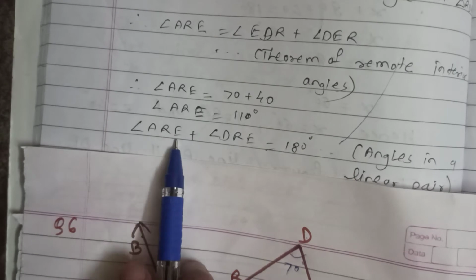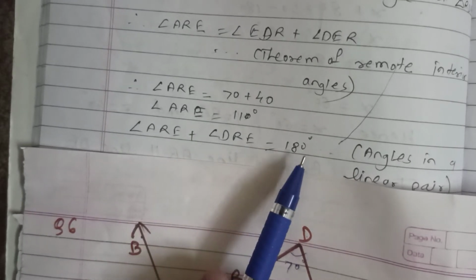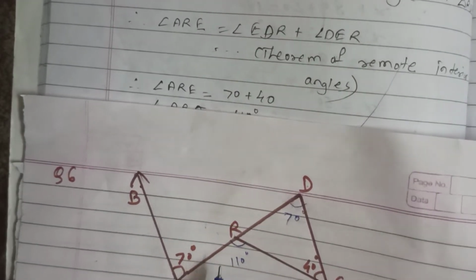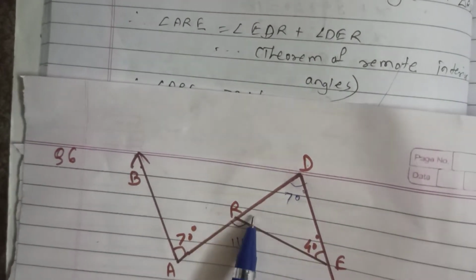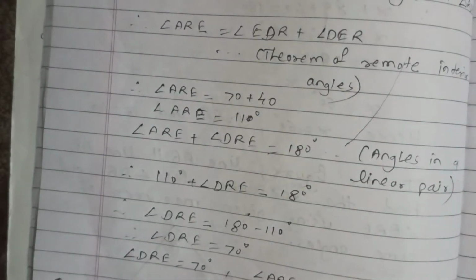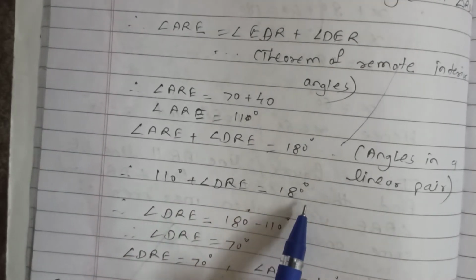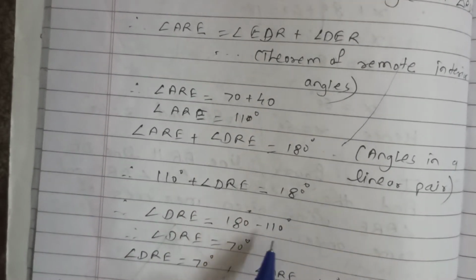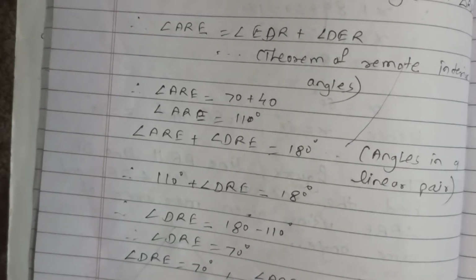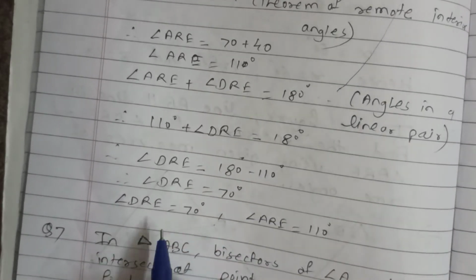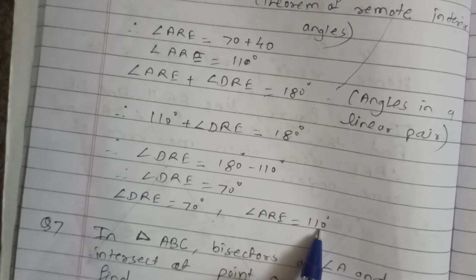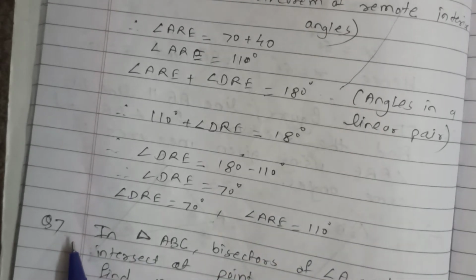Now angle ARE plus angle DRE is equal to 180 degrees, as they are angles in a linear pair. Therefore we get 110 plus angle DRE is equal to 180 degrees. Angle DRE is 180 minus 110, that is 70 degrees. Now we get the final answer: angle DRE is equal to 70 degrees and angle ARE is equal to 110 degrees. Now let us see question number 7.